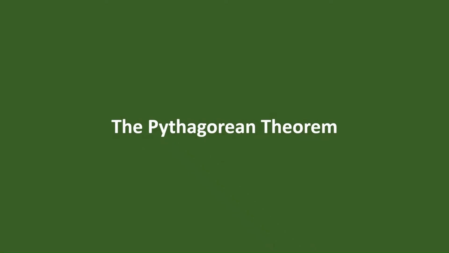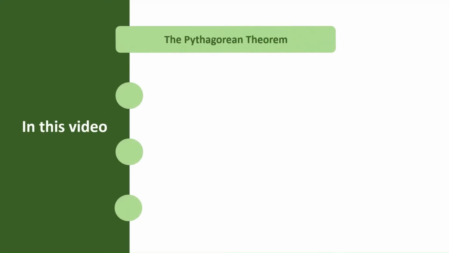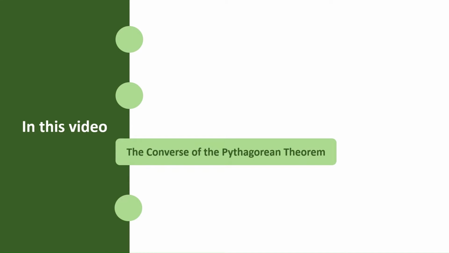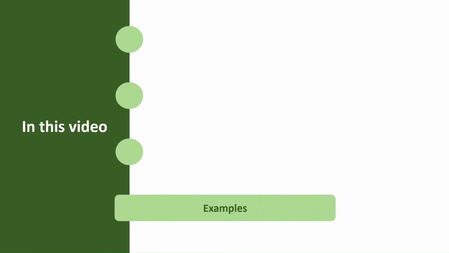In this video, we're going to talk about the Pythagorean theorem. This lesson is divided into 4 sections. We'll go over Pythagoras' theorem first, then a few examples that show how it's applied. We'll also briefly talk about the converse of the theorem, and we'll follow that with examples as well. I've added timestamps in the description if you want to skip around, so let's get started.